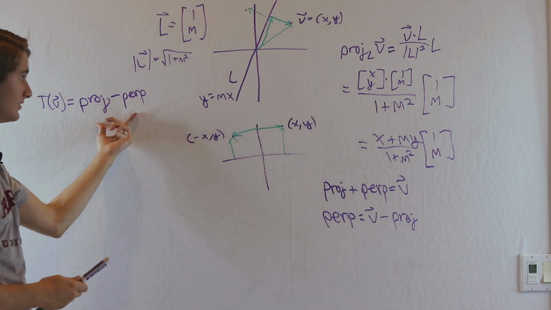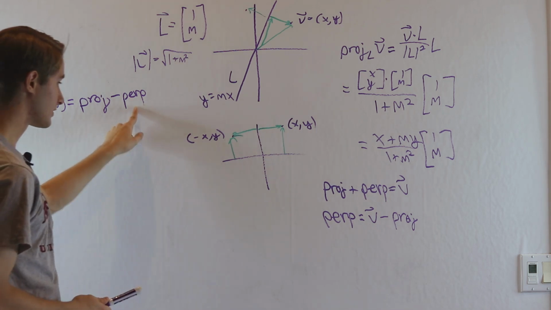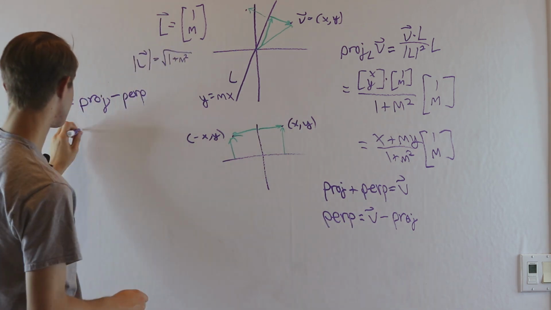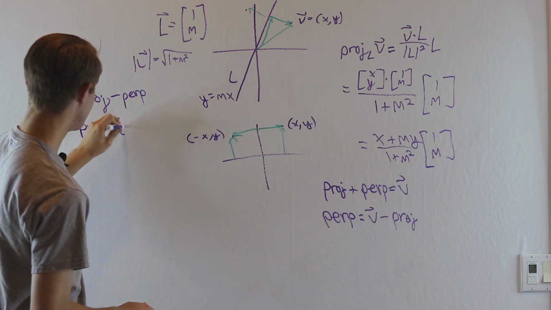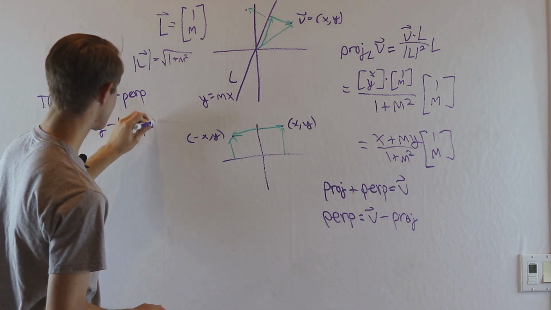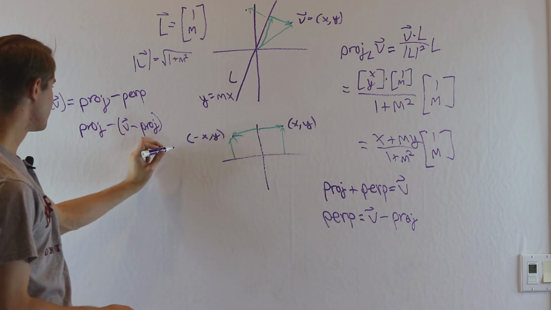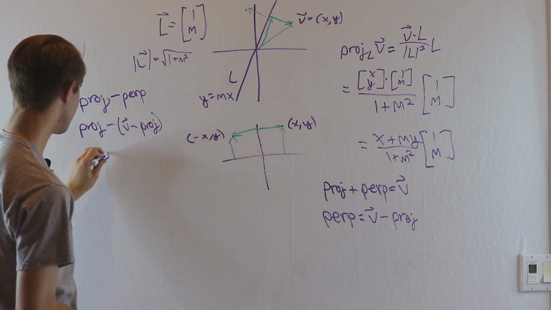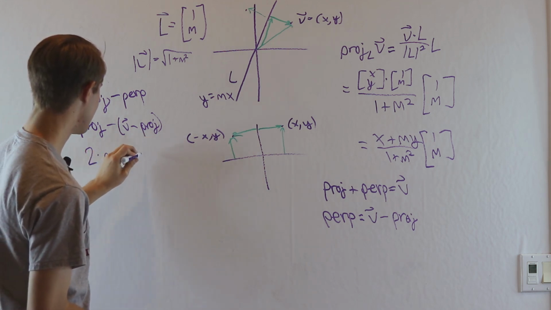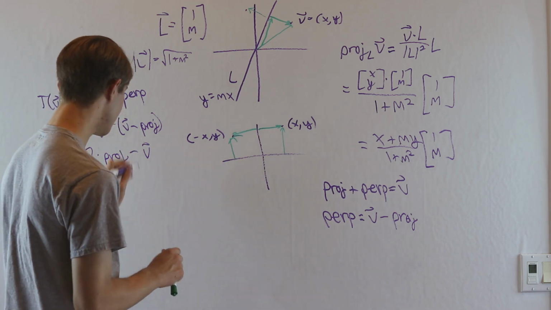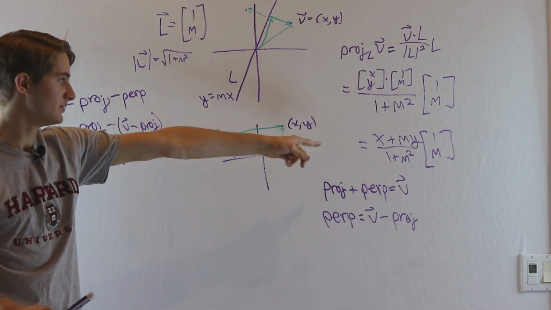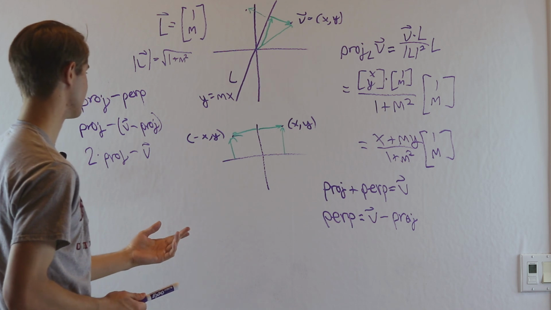Now we want to figure out what this is. We know that the perpendicular component is v minus the projection. So we have the projection minus (v minus the projection). And then we have a minus minus becomes a plus. So we have 2 times the projection and then minus v. And now we can plug in all of this information over here and get to our final solution.